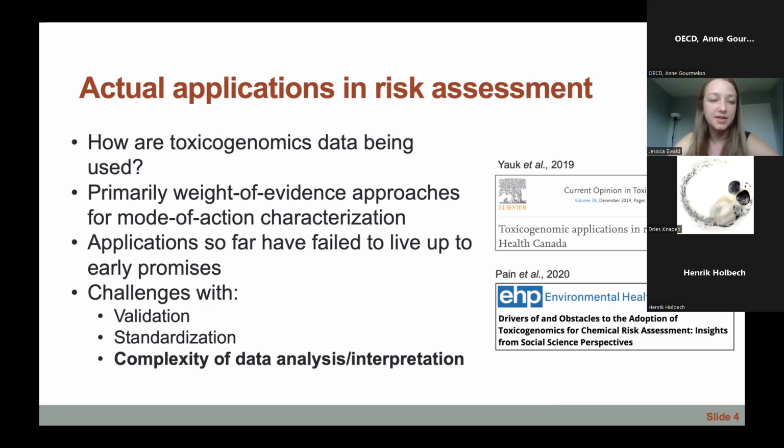So this is exciting. However, these applications so far have failed to live up to early promises of how toxicogenomics data would completely transform the chemical risk assessment process. And there's still a lot of progress to be made and exciting things to come. However, we found there are a lot of challenges related to validation, standardization of the methods, and then also the complexity of data analysis and interpretation. So that's more what my work is focused on.